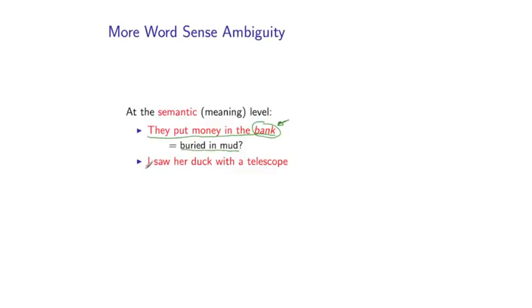Here's another example. "I saw her duck with a telescope." So this sentence is actually ambiguous in multiple ways. I could be looking at her duck using a telescope. I could be looking at her duck who has a telescope. You can go through many other examples. But there's a key word sense ambiguity here, which is the word duck can refer either to the animal or it can refer to the process of ducking, the verb to duck. And that leads to two quite different interpretations here.